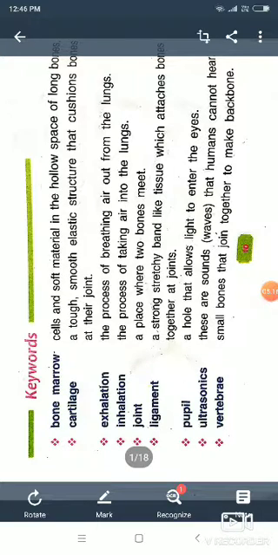Okay, so just learn all these words. Spelling should be correct, and then you will be able to write the definition of these words. So these are the words, I am going to repeat the words only: bone marrow, cartilage, exhalation, inhalation, joint, ligament, pupil, ultrasonic and vertebrae.